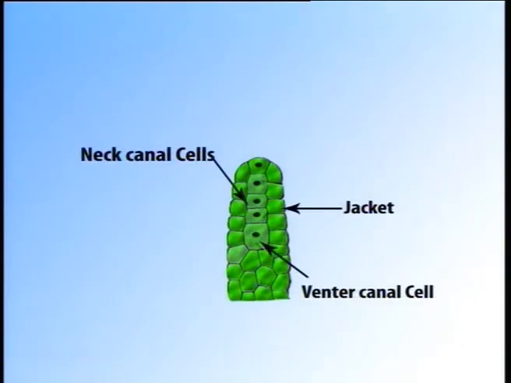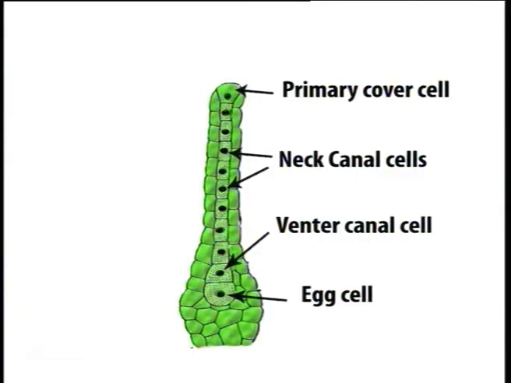The derivatives of the 3 lateral faces form the jacket of the neck, whereas those of the 4th basal face form a row of neck canal cells. The latter occupy the upper part of the neck. Thus, in Funaria, the neck canal cells have double origin. Those in the lower and median part of the neck are derived from primary neck canal cells, and those in the upper portion from the basal derivatives of the cover cell. A transverse division in the primary venter cell gives rise to the ventral canal cell and an egg.